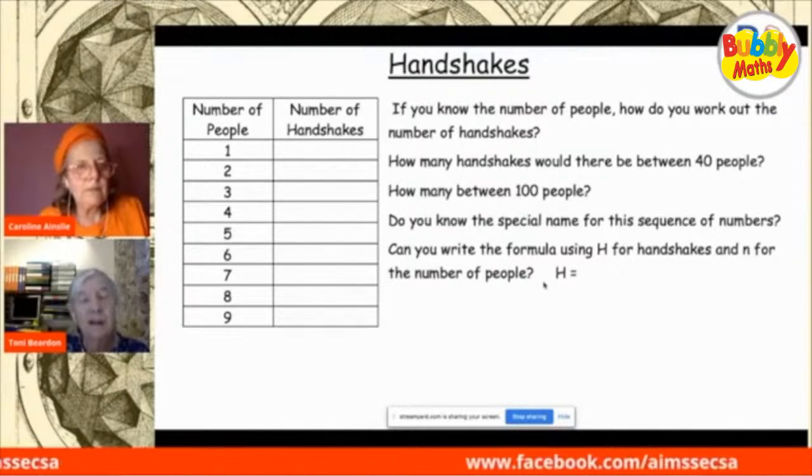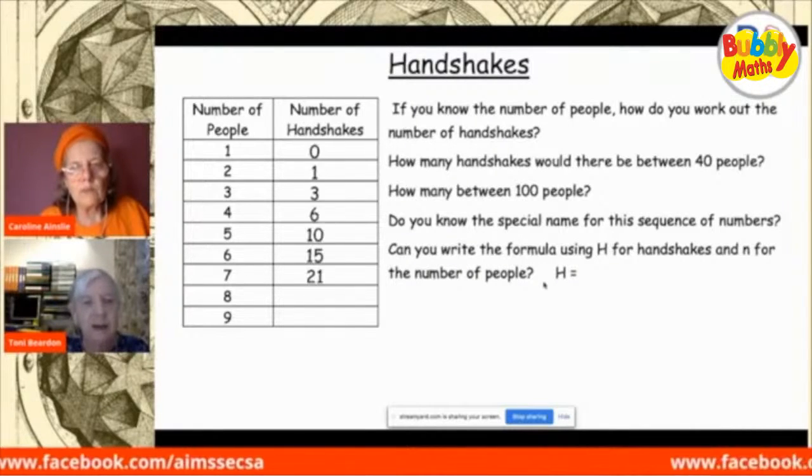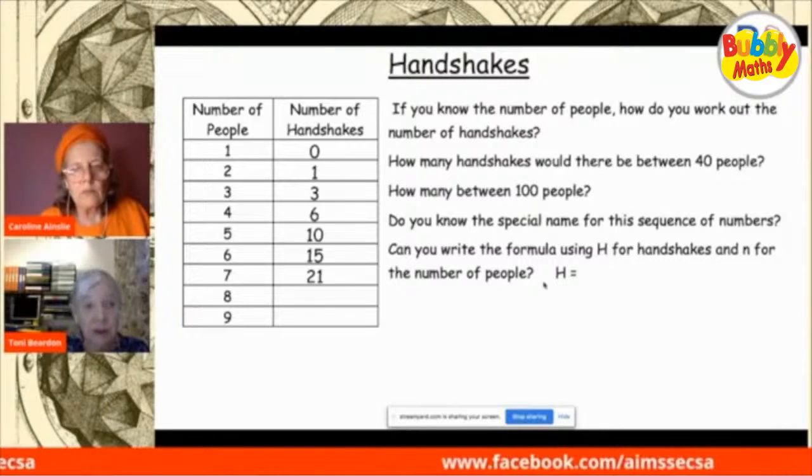If you've got 3 people, you have 3 handshakes. And if you have 4 people, you've got 6 handshakes. Yes, but where they occur in the sequence, the first number's 1, the second number's 3, the third number is 6, the fourth number is 10, and what's the next number? What's the 5th number in that sequence? Okay, and you can see it's the same sequence as the numbers of handshakes.